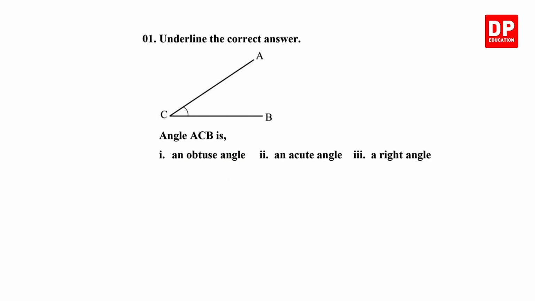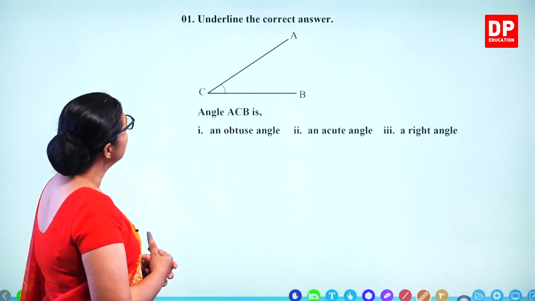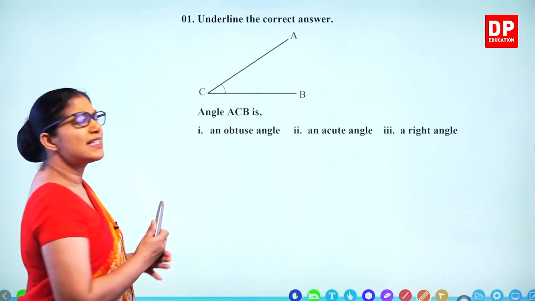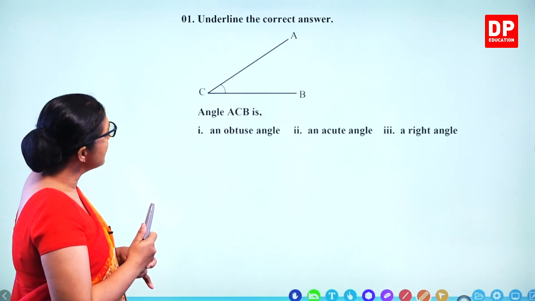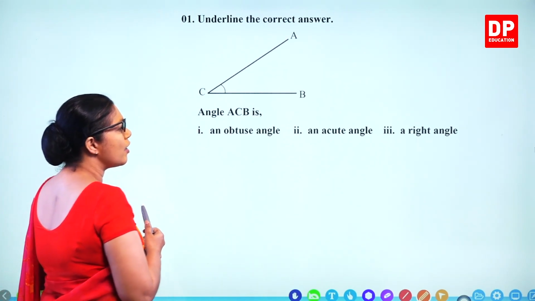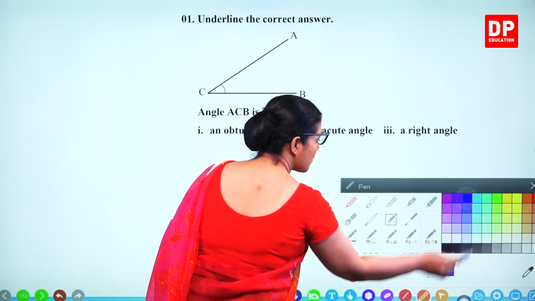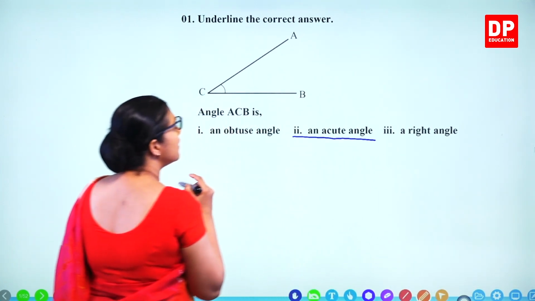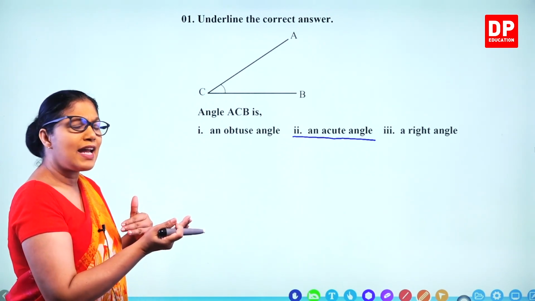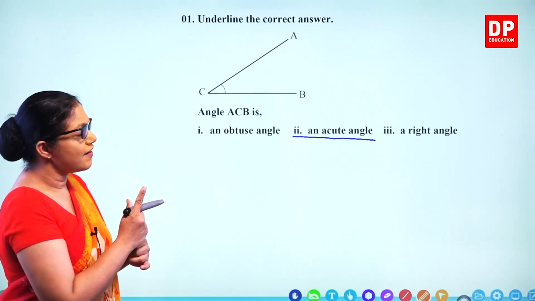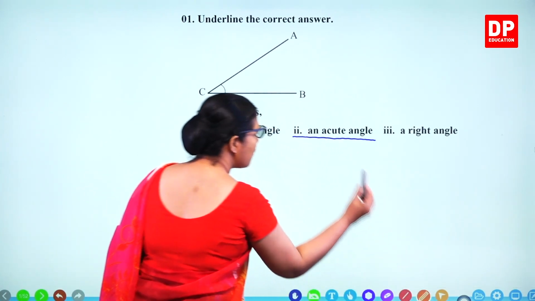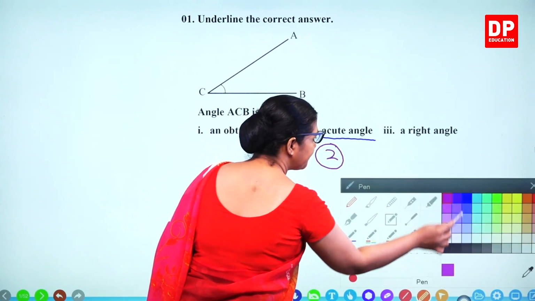Let's take question number 1. Underline the correct answer. Angle ACB. So that means C angle. That's less than 90 degrees. What's the name of that angle? That's not obtuse. That's an acute angle. Less than 90 degrees, that's acute. Obtuse means more than 90, less than 180, and right angle is 90 degrees. So you get 2 marks for identifying the correct angle.